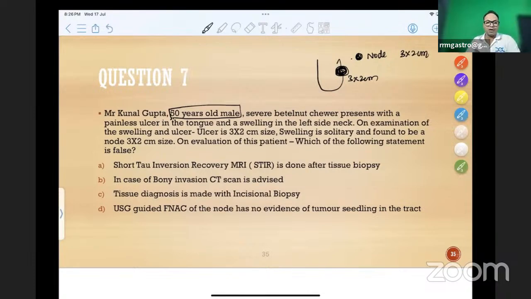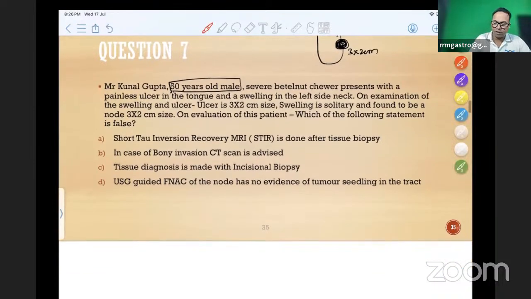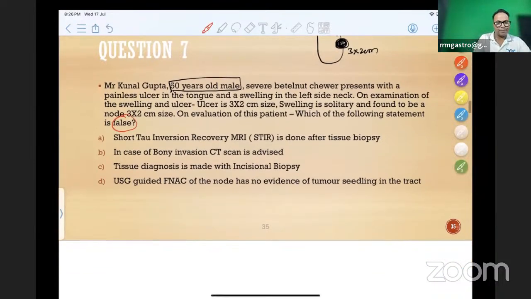So on evaluation of the patient, what are the investigations done for oral cancer? So oral cancer is a very common cancer in Indian males. Please remember, it is one of the common cancers in Indian males. Which of the following is false about oral cancer?